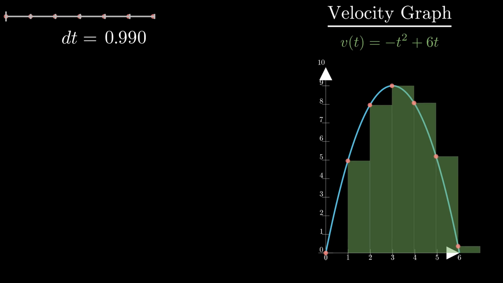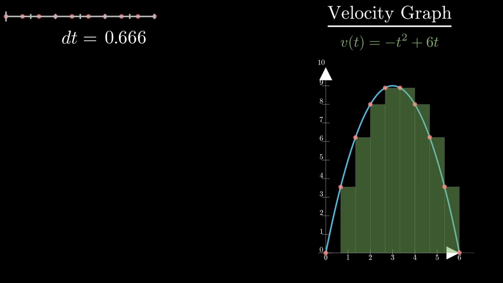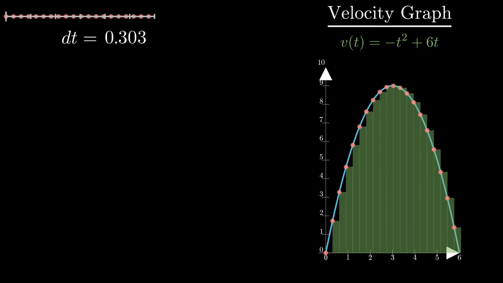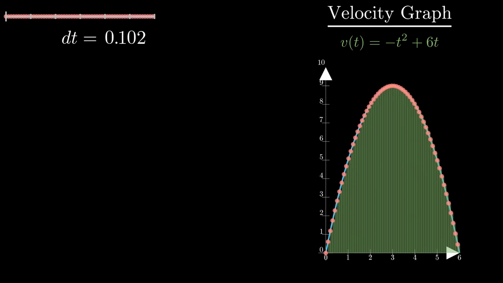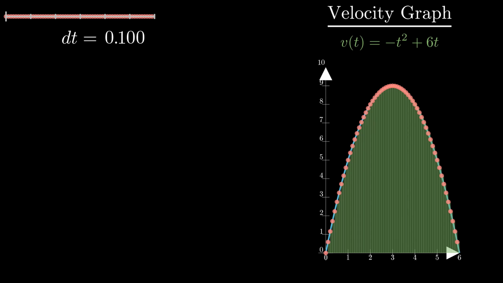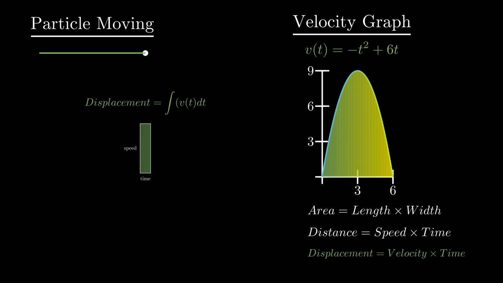To get a better estimation of the true displacement of this particle, we could consider timestamps of smaller and smaller value, or in other words, let dt approach the value of 0, meaning that we would have infinitely thin rectangles under this velocity curve. The smaller the timestamp, the smoother the movement of the particle, because we're not assuming some constant speed. With infinitely thin rectangles, we would have an integral of velocity that describes displacement, which is really just adding an infinite number of thin rectangles under the curve.